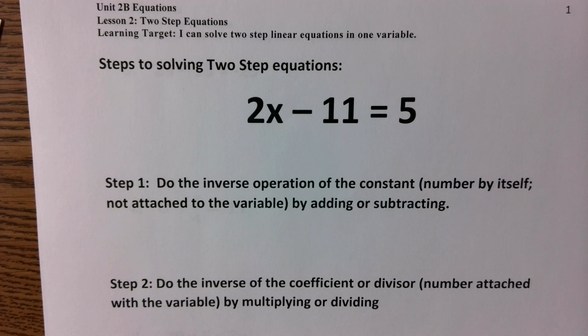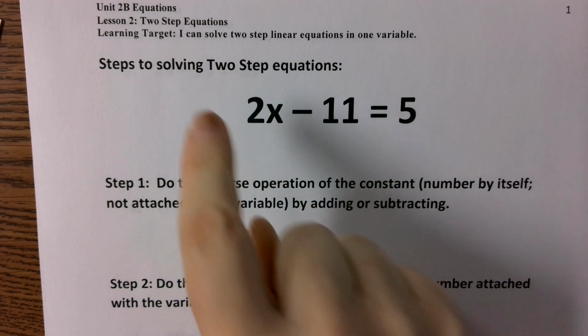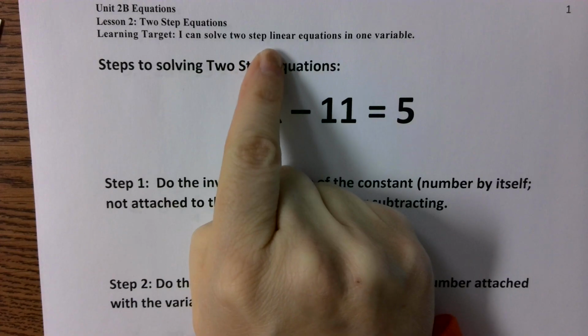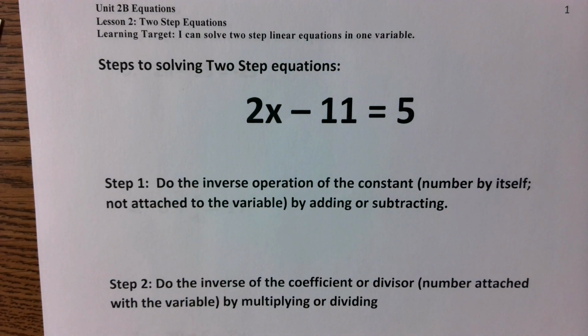Right, today we are going to be going over two-step equations. So the learning target: I can solve two-step linear equations in one variable. Guys, you're going to see that word linear a lot. Linear just means that when you graph it, it's going to go in a straight line. Okay, so think line, linear.